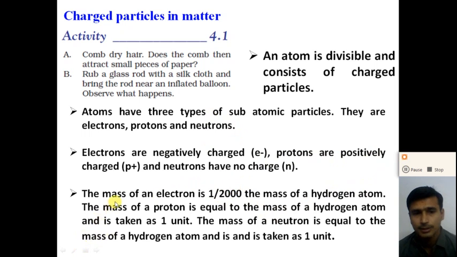Here dear student, the mass of the electron is 1 by 2000 of the mass of the hydrogen atom. Experimentally, the scientists found that the mass of the electron is very small compared to the mass of the proton and neutron, right? The mass of the electron is the 2000th part of the mass of the hydrogen atom, or we can say the 2000th part of the mass of the proton. So the mass of the electron is very small compared to the mass of the proton and the neutron.